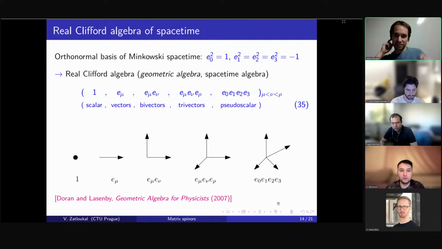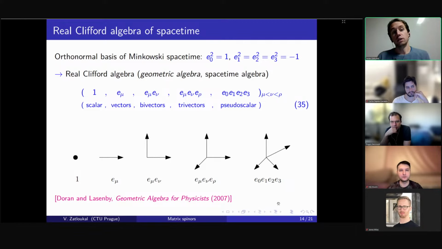So I think this is enough for the Dirac theory, and now let's have a look at how these matrix spinors can be understood somehow more intuitively, more geometrically. So it turns out that they are just a matrix representation of the even subalgebra of a real Clifford algebra of space-time. So let me just show some very basics of the real Clifford algebra or geometric algebra of space-time.